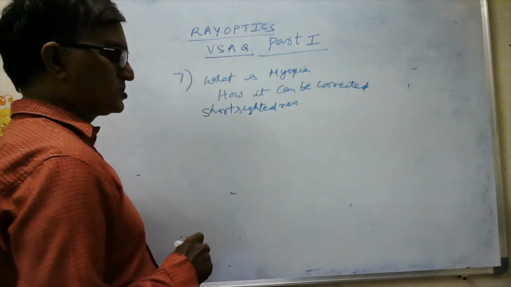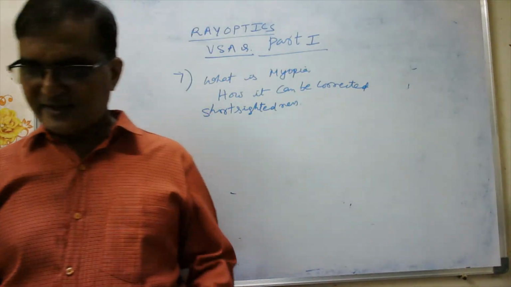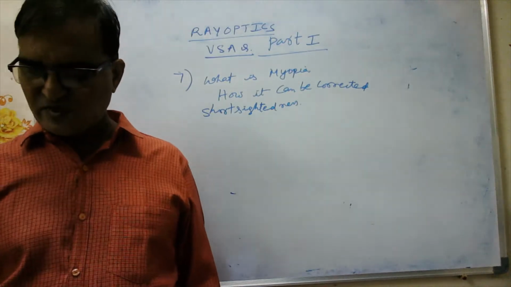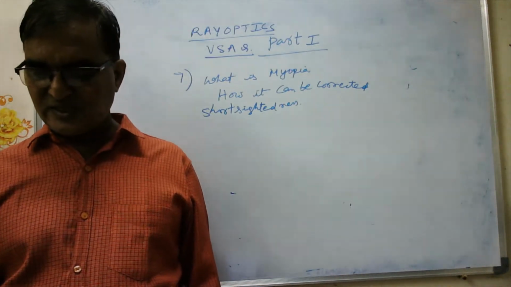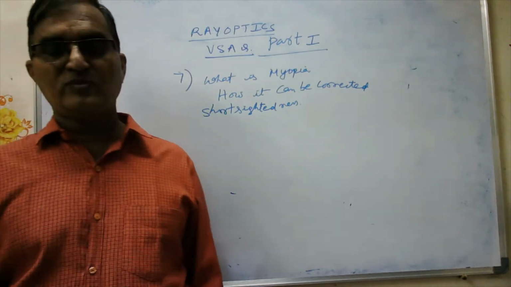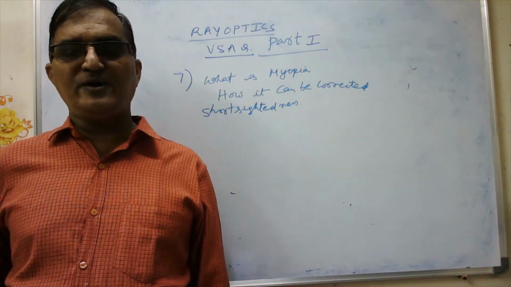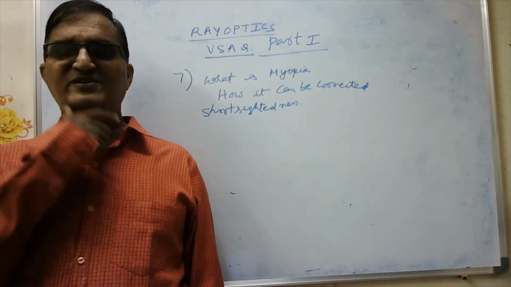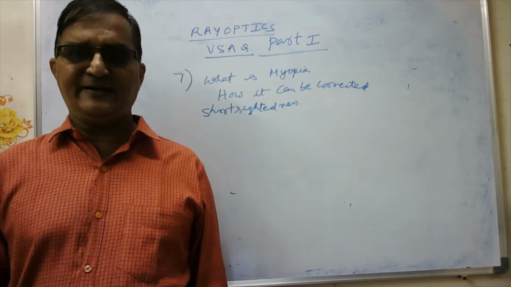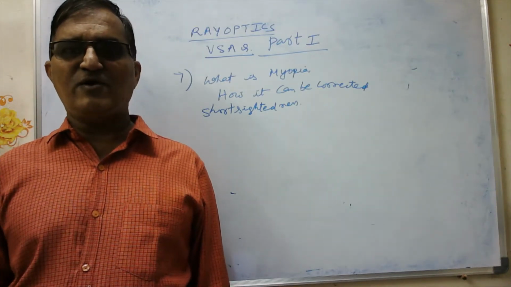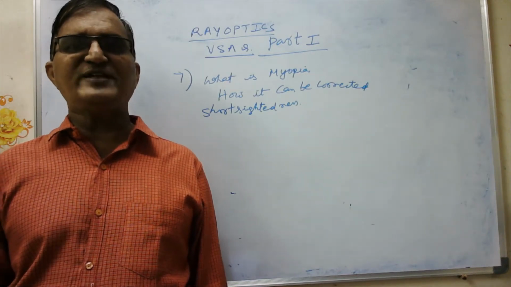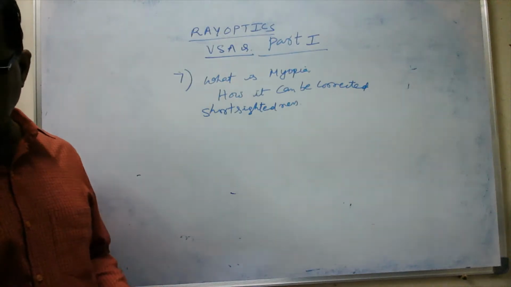So here, in this case, rays coming from this distant object are focused in front of the retina. The image is formed in front of the retina. To have a clear vision, the image should form on the retina, but it is forming in front of the retina. So by using a concave lens, we can rectify the defect. For that, I will draw a diagram.